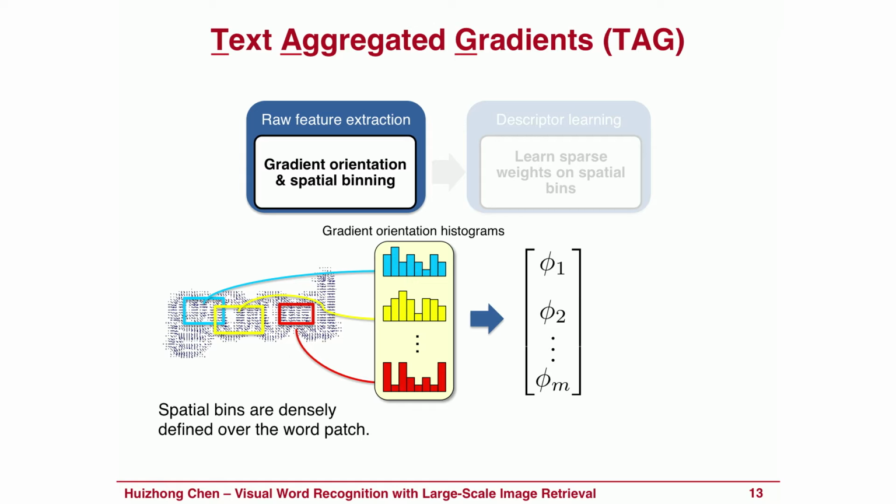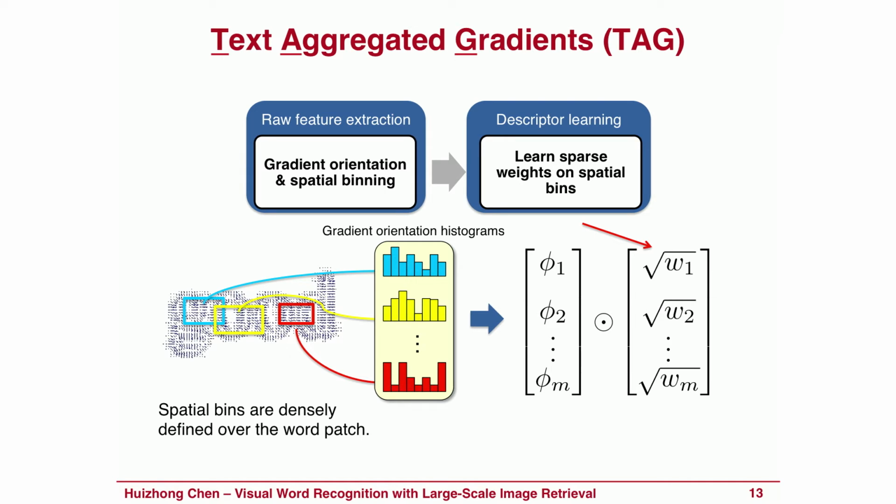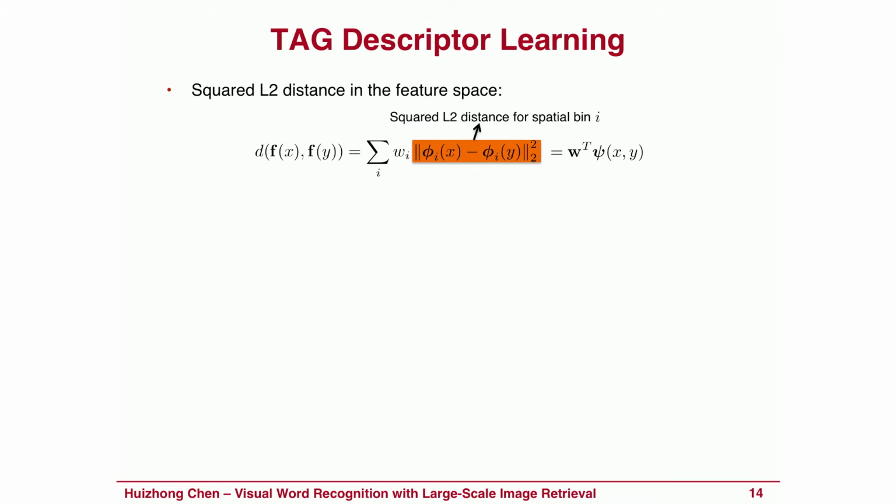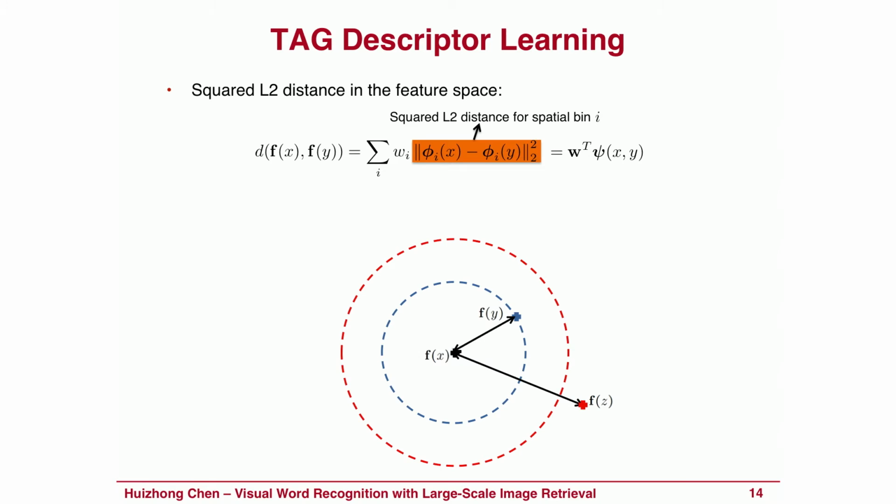In the descriptor learning stage, a set of sparse weights is trained to reflect the relative importance of these spatial bins. Let us more formally describe the training of the word TAG descriptor. Given a pair of features, fx and fy, their squared L2 distance is essentially the weighted sum of squared L2 distances from all the spatial bins. Let's visualize what's happening in the feature space, where we have the matching pair fx and fy, as well as the non-matching pair fx and fz. As mentioned above, we wish to make the matching pair distance smaller than the non-matching pair distance.